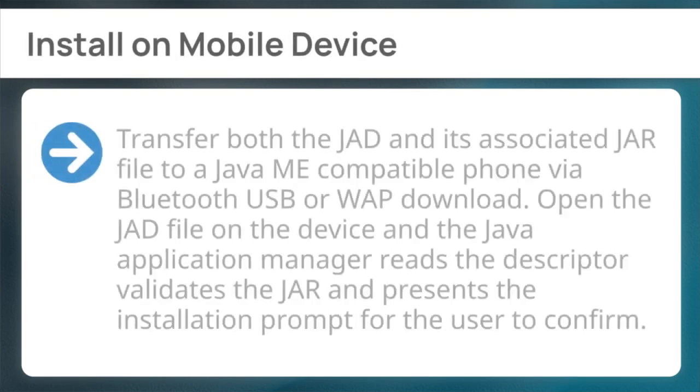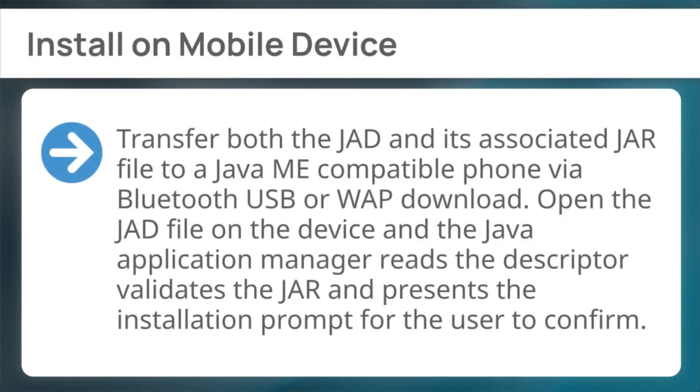Next, install on mobile device. Transfer both the JAD and its associated jar file to a JADMaker compatible phone via Bluetooth, USB, or WAP download. Open the JAD file on the device and the Java Application Manager reads the descriptor, validates the jar, and presents the installation prompt for the user to confirm.